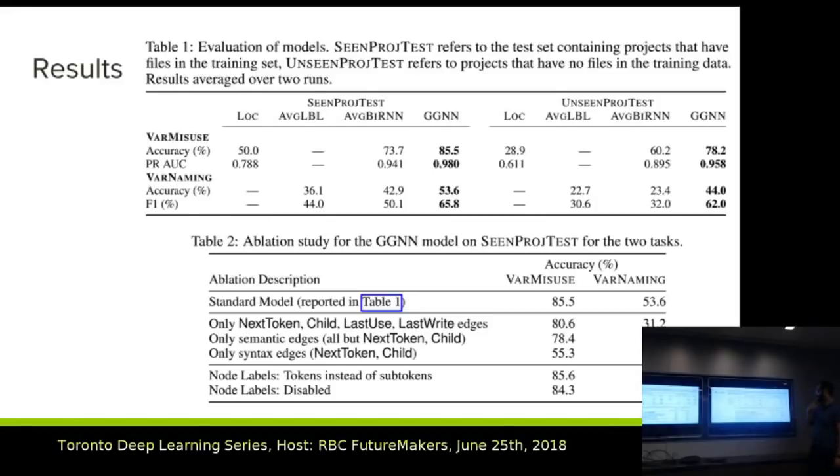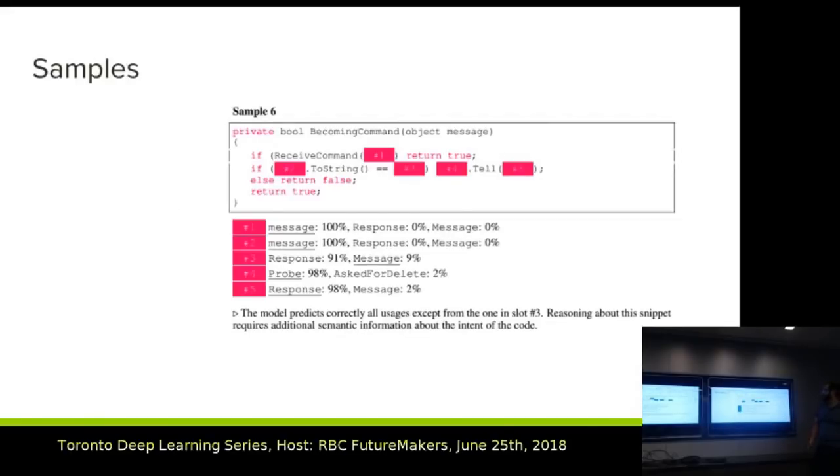Which one is more interesting? This one is interesting because if they include only syntax edges, which is next token and child, so no data flow, the accuracy drops significantly. This is one. They show a bunch of examples of source code that they run this on at the end of the paper in the appendix.